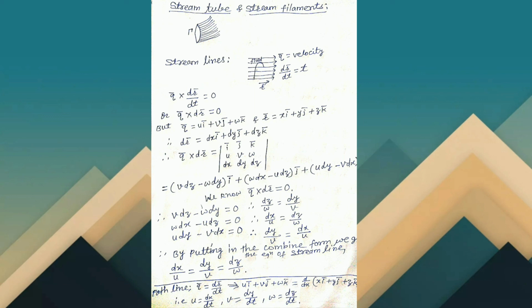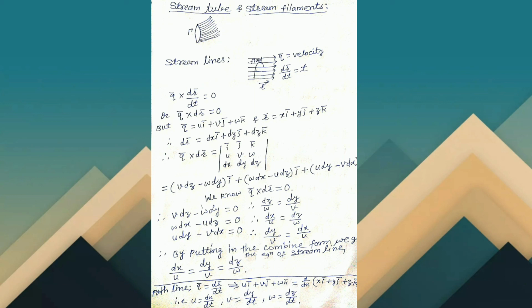So by putting it in the combined form, what do we get? We get the equation of streamline. And that equation of streamline is dx upon u is equal to dy upon v is equal to dz upon w. Now this is the derivation of the equation of streamline.